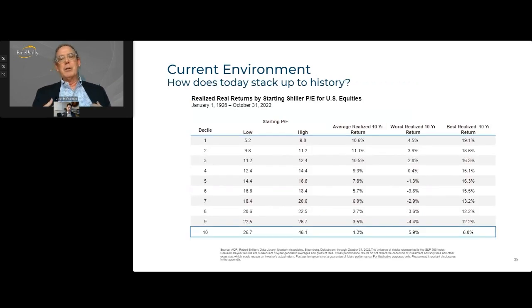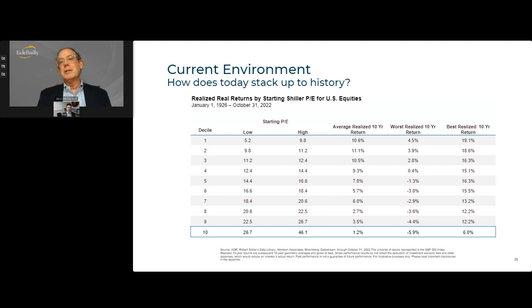So in this slide, we look at how the current environment looks relative to history for the PE ratio. As I mentioned earlier, 33 or 34 puts us in the 10th decile in terms of priciness of markets in the United States going back to 1926.